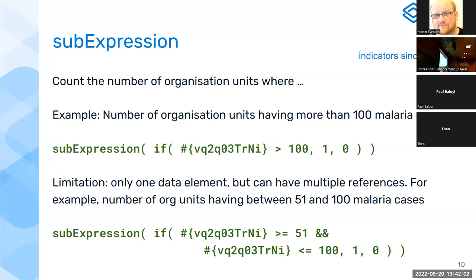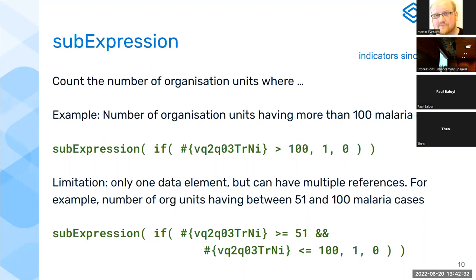Very good question. I'll repeat it for the Zoom audience. Rather than having one data item, can you have multiple data items so you can get a ratio and say, is it more than 30% or something like that? We know that that is a big use case. And right now, the only way to do that is to use predictors. And I'll talk about that a little bit later.